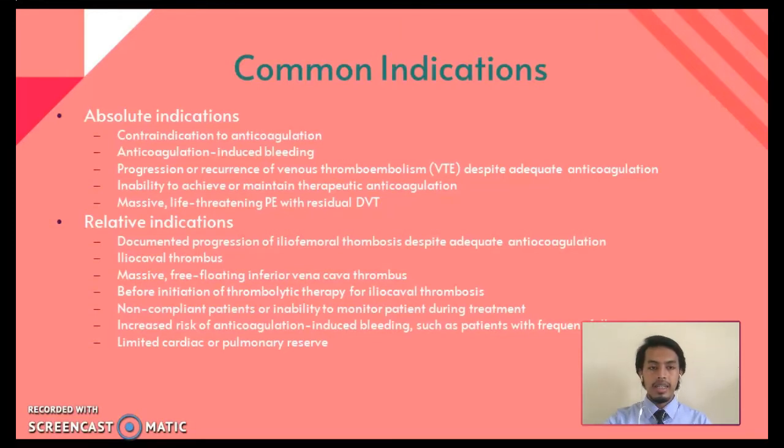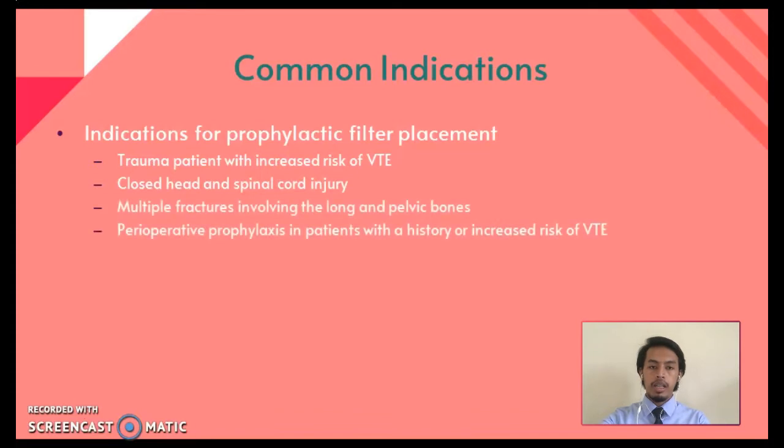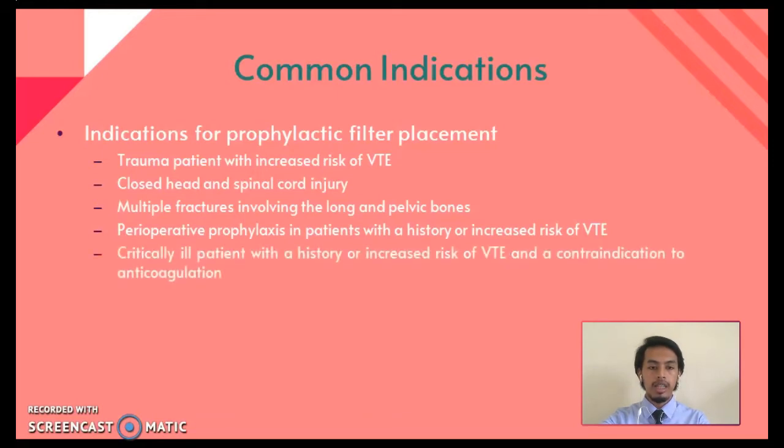Next, these are the indications for prophylactic filter placement. The patient might be a trauma patient with an increased risk of venous thromboembolism, closed head and spinal cord injury, multiple fractures involving the long bones and the pelvic bone, perioperative prophylaxis in patients with a history of increased risk of venous thromboembolism, and also critically ill patients with a history of increased risk of VTE and contraindication to anticoagulation.